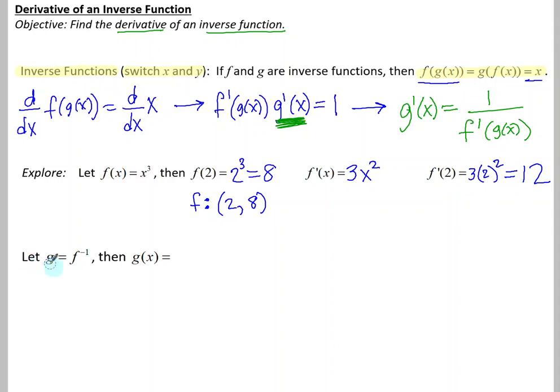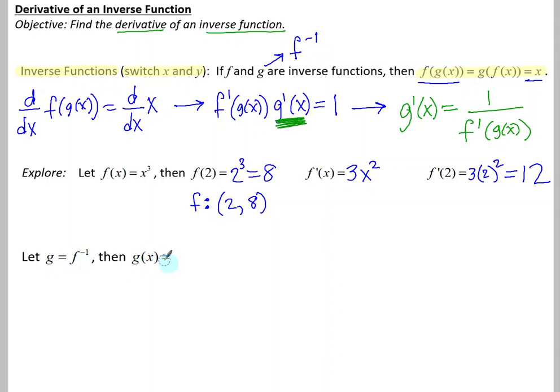Now let's let g equal f to the negative 1. Remember, that's notation. That means the inverse of the function f. So up here we can give ourselves a reminder that f and g are inverses. Another way to show g is f to the negative 1. So g is the inverse of f.